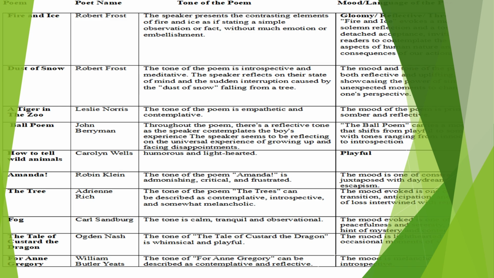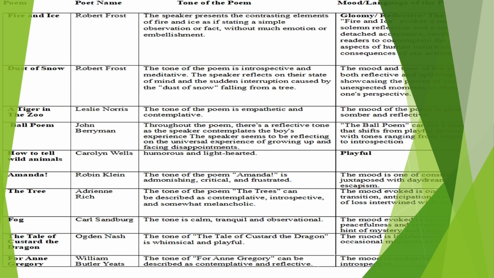The next poem is A Tiger in the Zoo, written by Leslie Norris. If you talk about the tone of the poem, it is empathetic and contemplative, whereas the mood of the poem is primarily sober and reflective. Let's move to the poem Ball. So, the poem Ball is written by John Berryman.